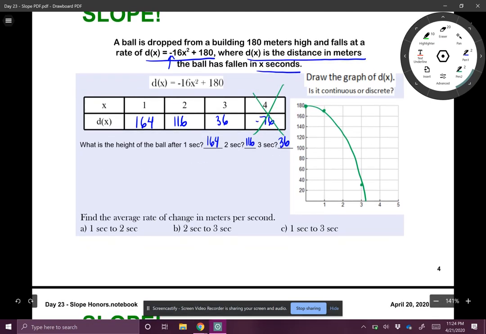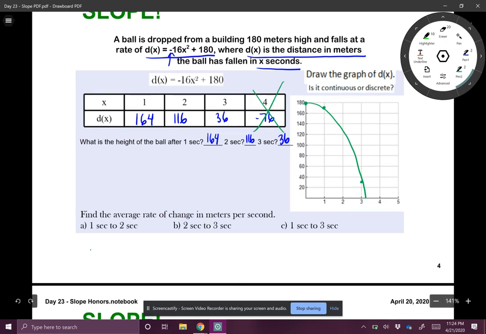So when we look at the slope for this one, we're finding the average rate of change from 1 to 2 seconds. So from 1 to 2 seconds, our change in x is just 1. And our change in y would be 164 down to 116, which is a decrease of 48.